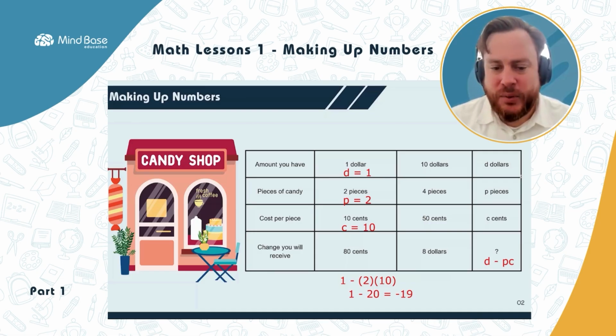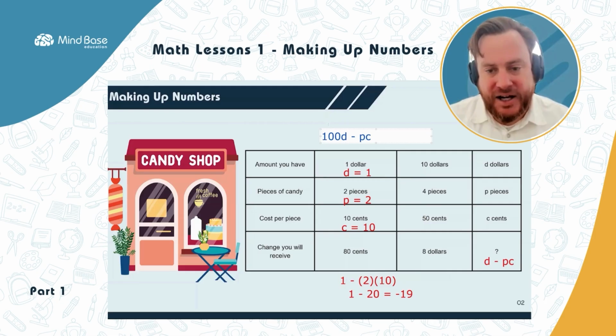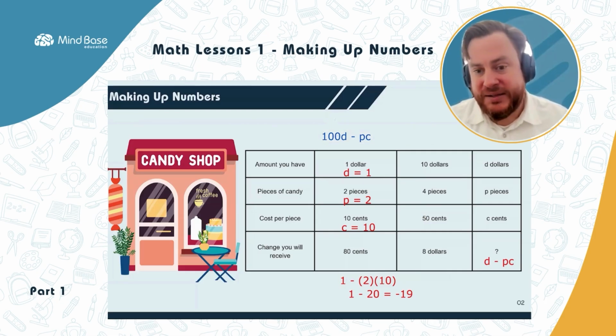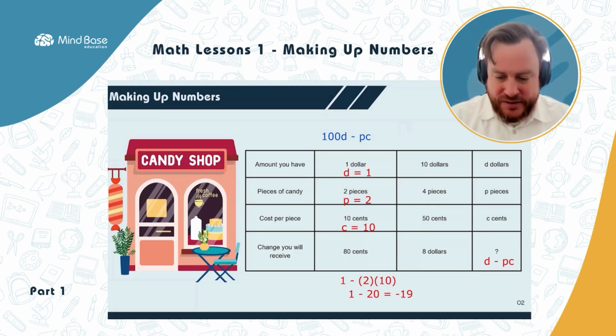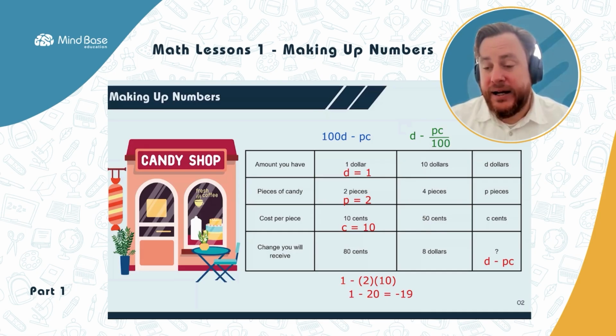So what's the right answer here? Well, either you have to multiply D by 100, and then subtract P times C. That would give you the answer in cents. Or you could take P times C and then divide P times C by 100. And that would give you your answer in dollars. But you have to convert.